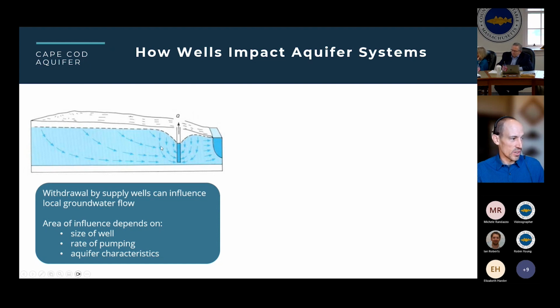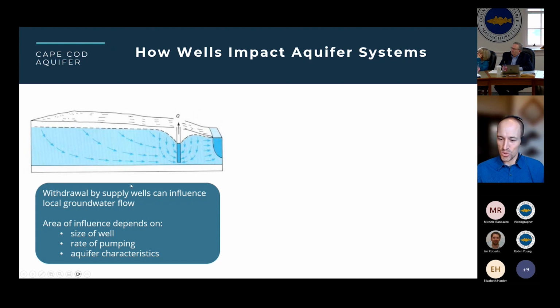So you can see with the different arrows showing the immediate impact in the area surrounding the well. Something else it can do, if you look at this black dashed line, which represents the top of the water table, is it's also going to draw down the water table in the vicinity of the well.